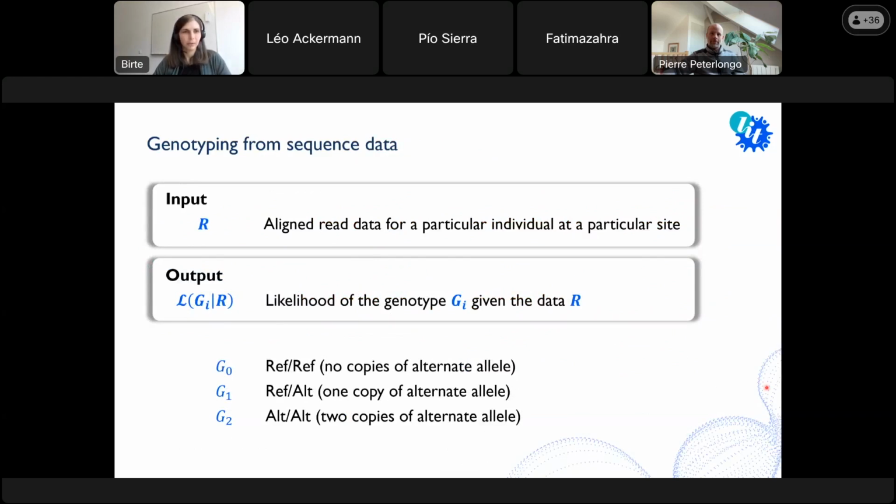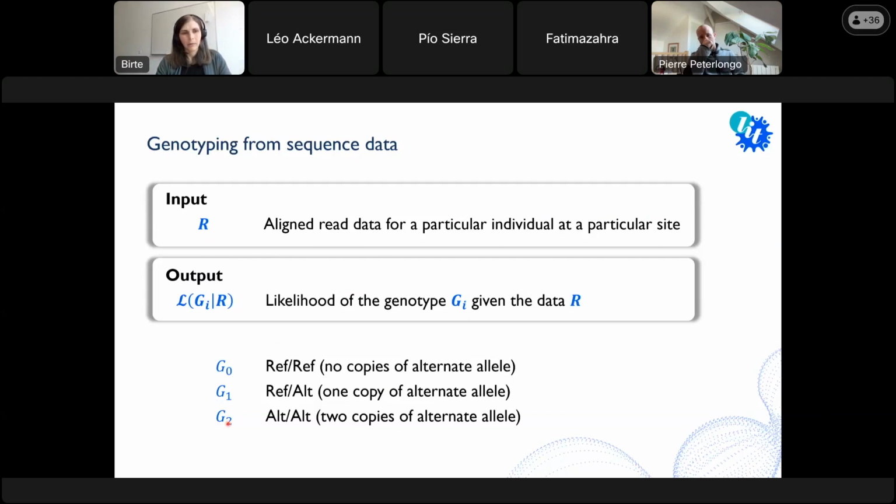So you have, as input, aligned read data for a particular individual at a particular site, so at a variant site, a known variant. And you want to output likelihoods of the genotypes given this data. And the genotypes can be the homozygous reference genotype, no copies of the variant allele, heterozygous genotype, one copy of the variant allele, and then the homozygous variant genotype with two copies of the variant allele.